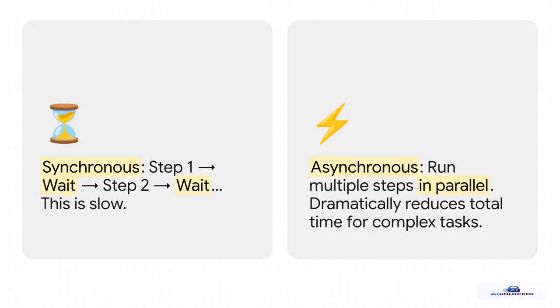Okay, this next one is a total mindset shift. Stop thinking sequentially. Stop doing things one after another. If you have multiple steps that don't depend on each other, run them at the same time, in parallel. You could be fetching RAG documents and making an unrelated API call simultaneously. As you can see, thinking asynchronously can dramatically slash your total wait time.